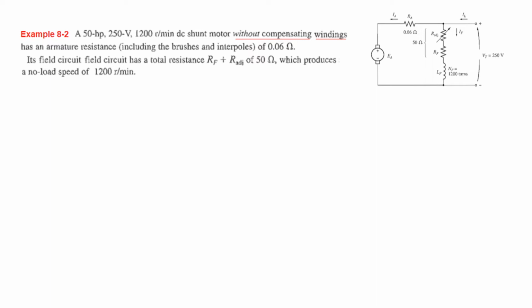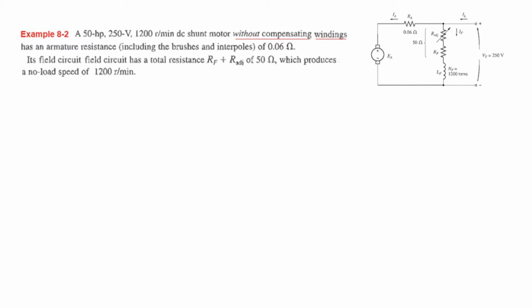Now let's stop here. This part is the same as we had in example 8.1. So if you have not seen my previous video, I'll recommend that you first go and see that video so you are able to understand this part. But anyway, the point to emphasize here is that in the previous case, in example 8.1, it was with compensating winding. Here it is without compensating winding.